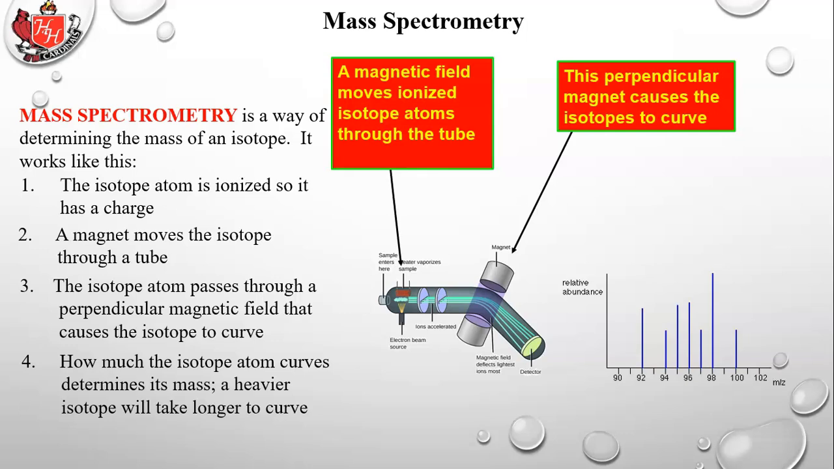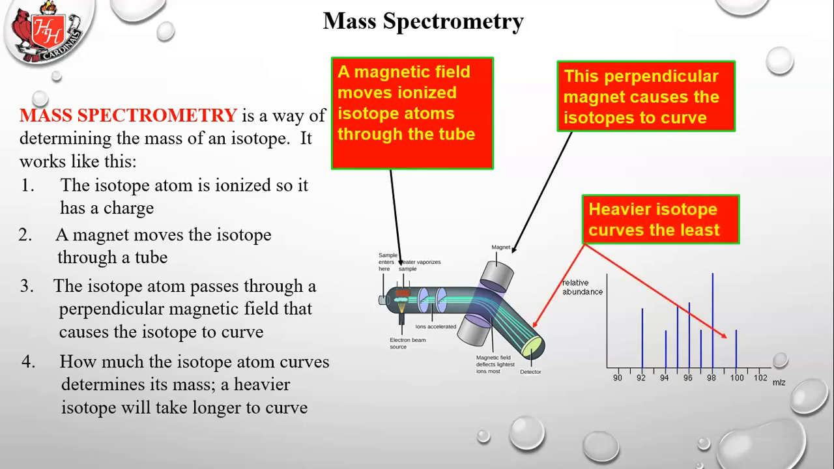How much the isotope atom curves depends on its mass. Heavier isotopes will take longer to curve, just like the heavy truck, and lighter will take less time to curve, just like the motorcycle. So the heavier isotope curves least. It will hit the detector that you see there at the very end of the tube towards the top of it, because it can't curve as fast or as much. And that will be the line down there on the right hand side.